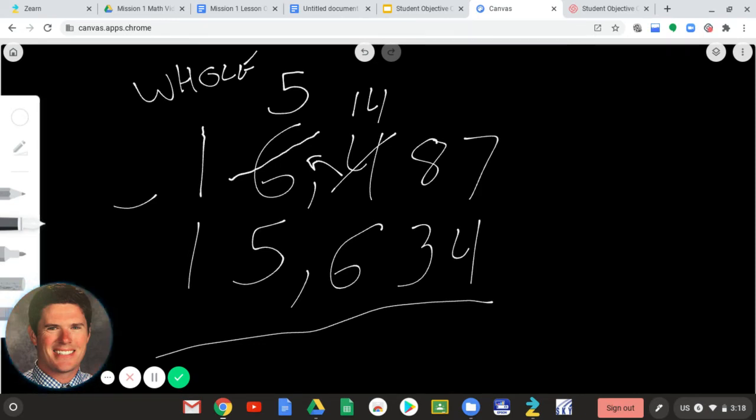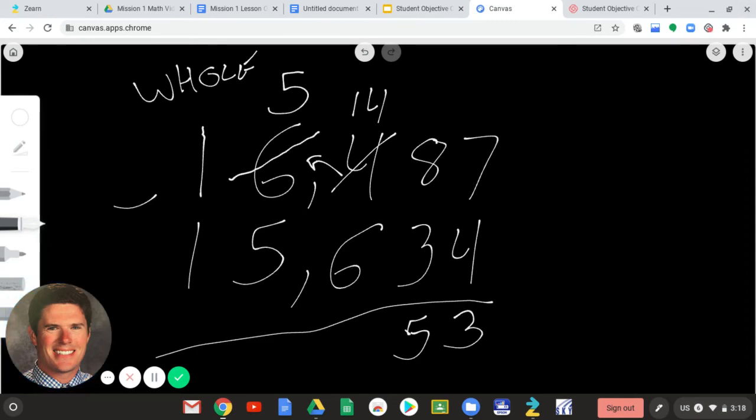So I'm going to look at it. 7 minus 4 is 3. 8 minus 3 is 5. And again, I'm just starting at my lower place value and working my way up.